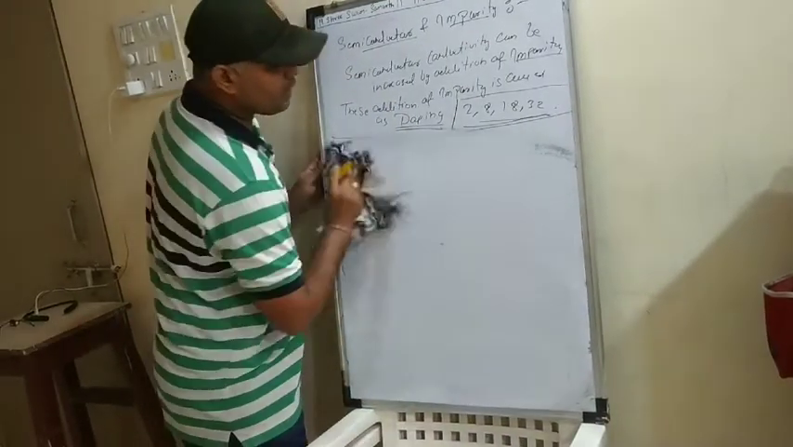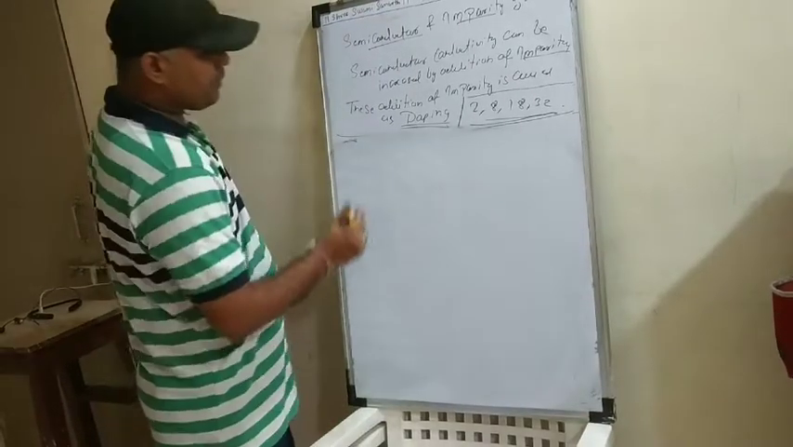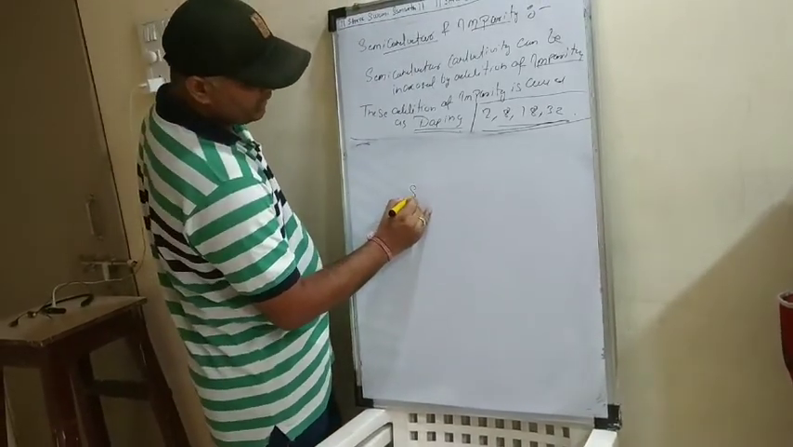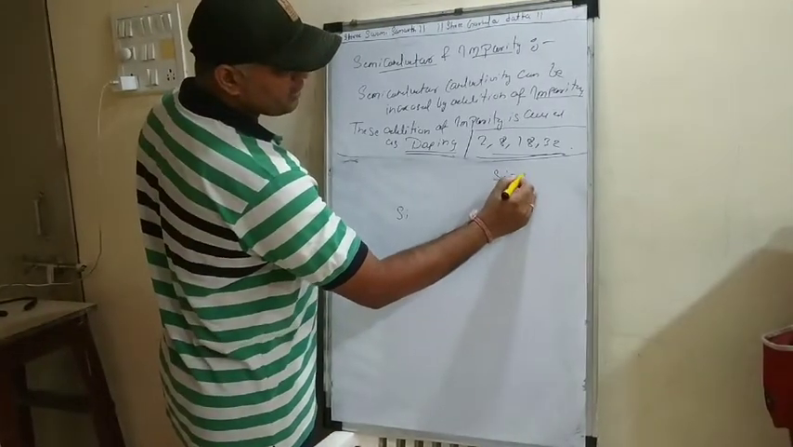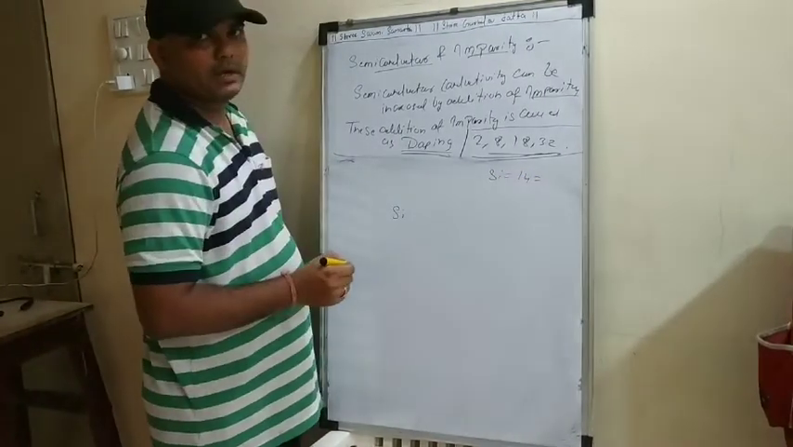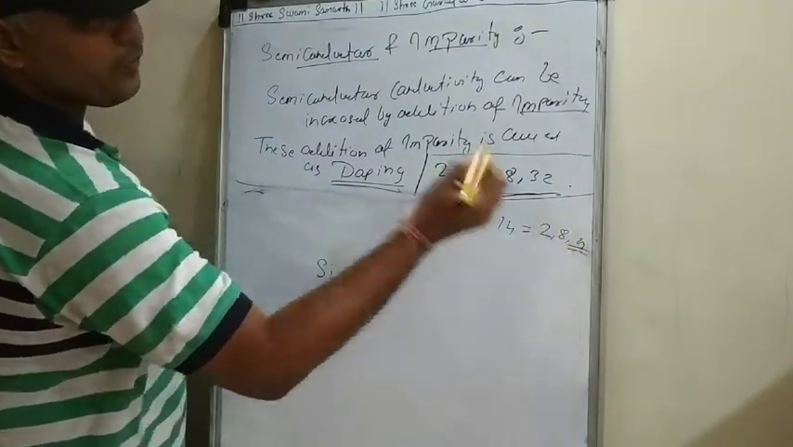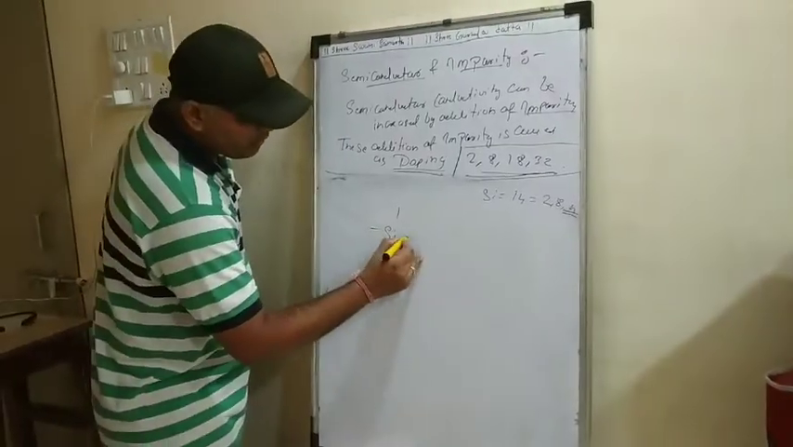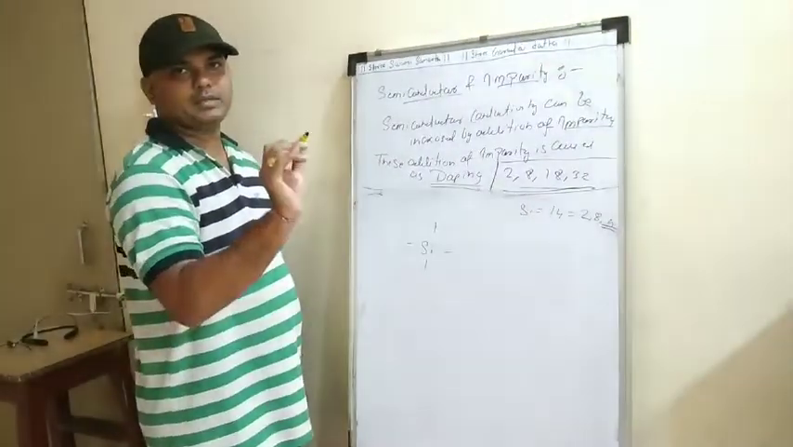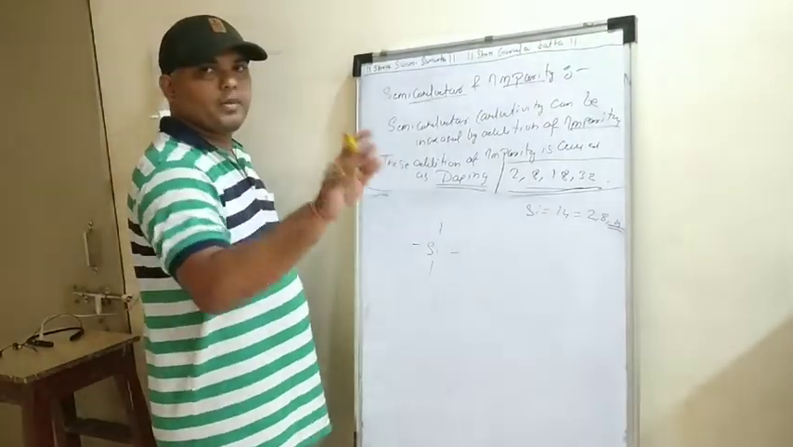I'll draw one more diagram so you will come to know. Now let's talk about the silicon. If you want to increase the conductivity of silicon, what is the atomic number of silicon? 14, right? So in this case, 2, 8, 4 contains 4 electrons in its outermost shell. So it is going to form 4 bonds. Are you understanding it? It contains 4 electrons in its valence shell, so it will form 4 bonds.